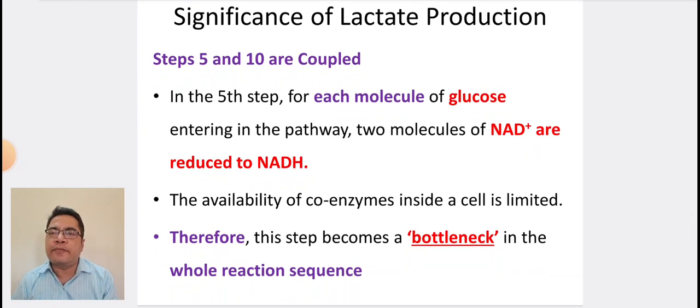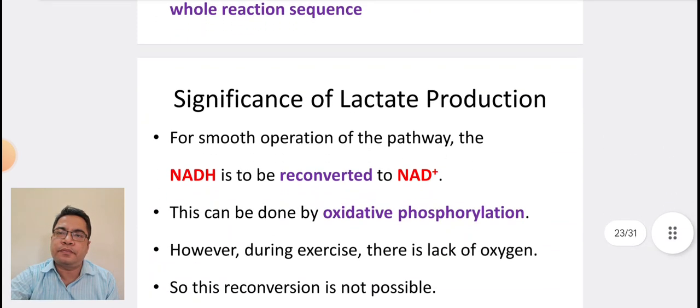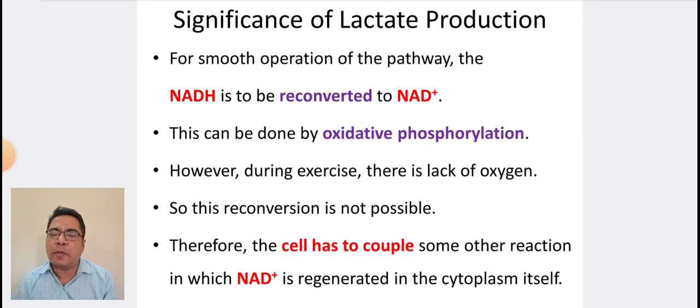Coming to the significance of lactate production, steps 5 and 10 are coupled. In the fifth step, for each molecule of glucose entering the pathway, 2 molecules of NAD plus are reduced to NADH. The availability of coenzymes inside a cell is limited. Therefore, the step becomes a bottleneck in the whole reaction sequence. For smooth operation of the pathway, the NADH is to be reconverted to NAD+.